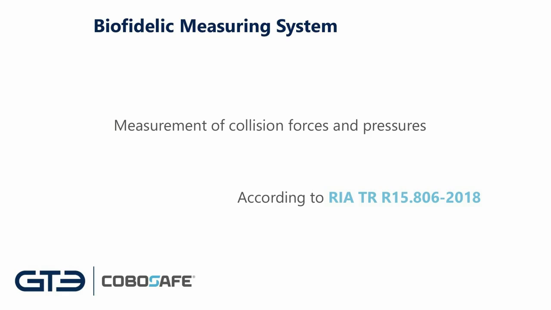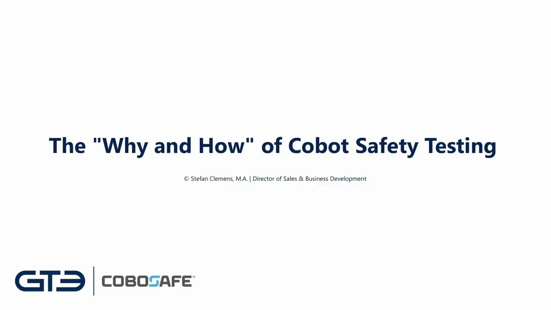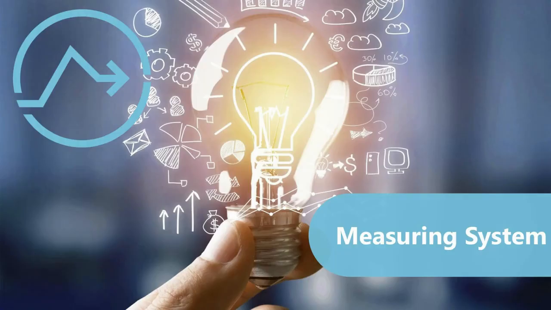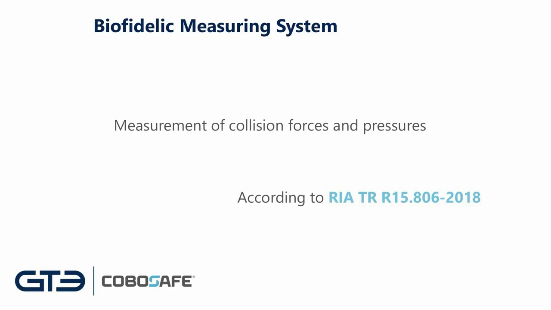I will start with the measuring system according to the R15806. To be more specific, the biofidelic measuring system and what that really means. And after that, we go over to the CoboSafe system. And I think the most important and informative part for you, the measurement procedure.